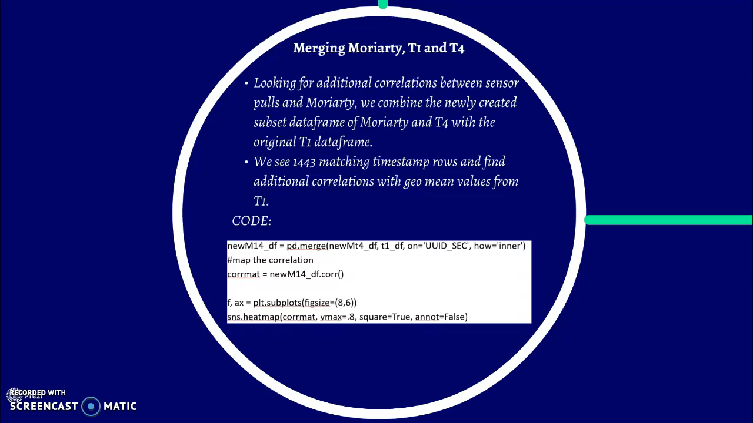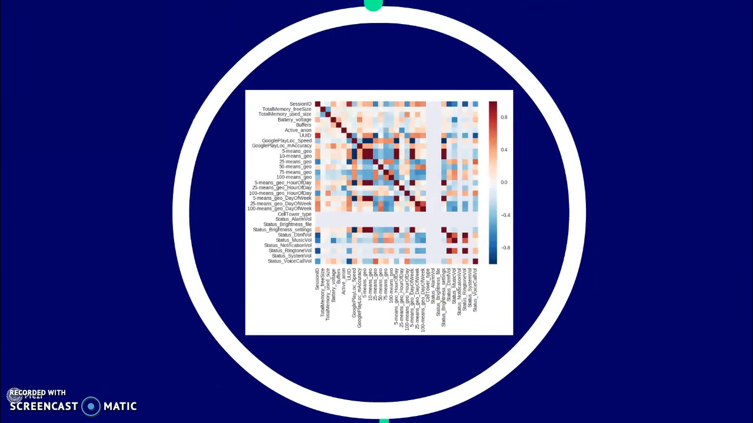So we had to merge Moriarty, T1, and T4. Looking for additional correlations between sensor polls and Moriarty, we combined the newly created subset data frame of Moriarty and T4 with the original T1 data frame. We see 1,443 matching timestamp rows and find additional correlations with geomean values from T1. Here's the code for the correlation. And then here is the heat map of the correlation.